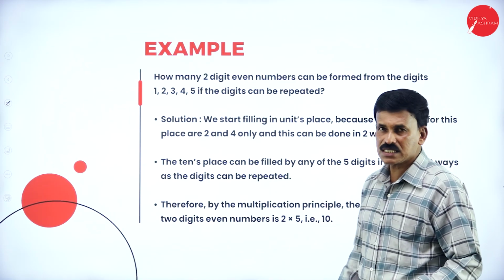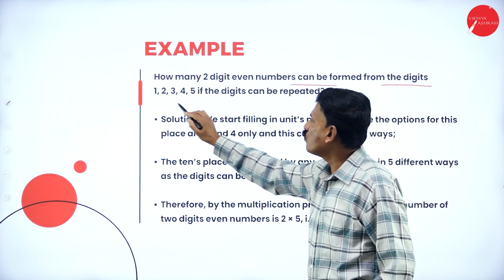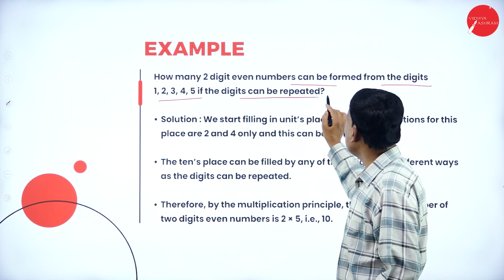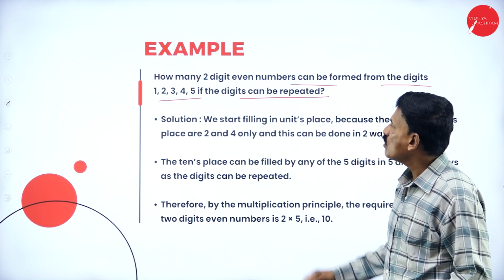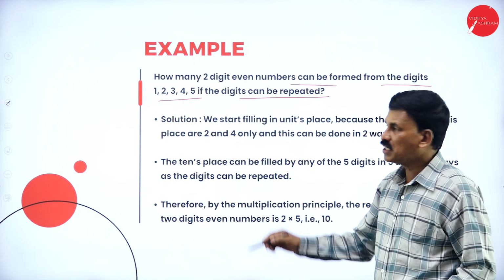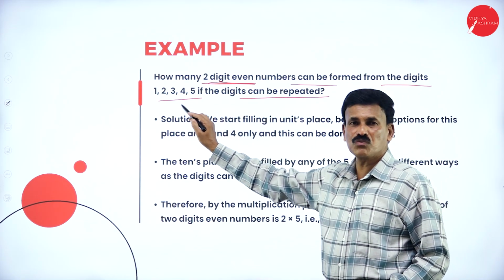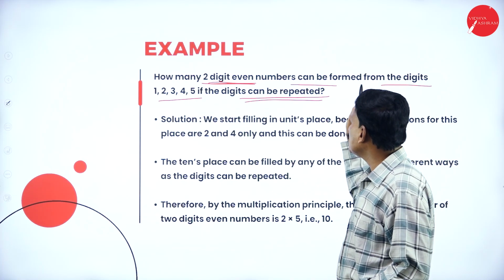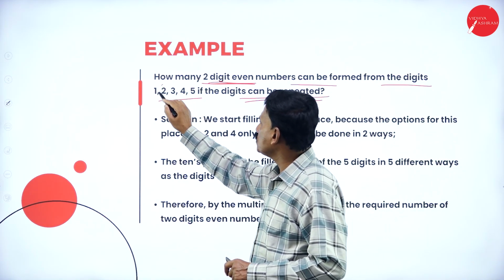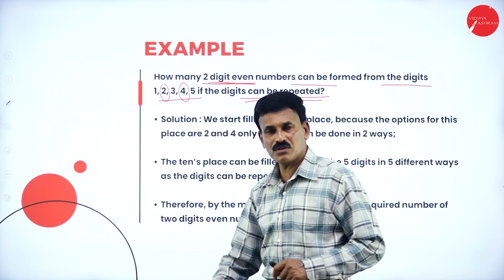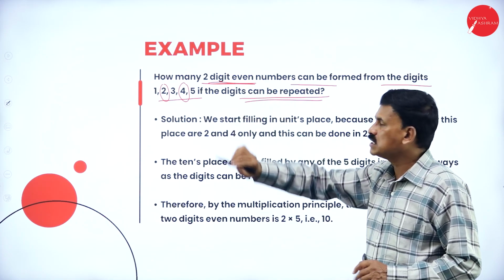Now, let us come to the next example. How many 2-digit even numbers can be formed from the digits 1, 2, 3, 4, 5 if the digits can be repeated? With repetition. So, if the repetition is allowed, how many 2-digit even numbers? Now, let us see how many even numbers are here. There are only 2 even numbers, 2 and 4; the remaining are odd numbers. So, with the help of these 2 even numbers, we are going to construct 2-digit numbers.